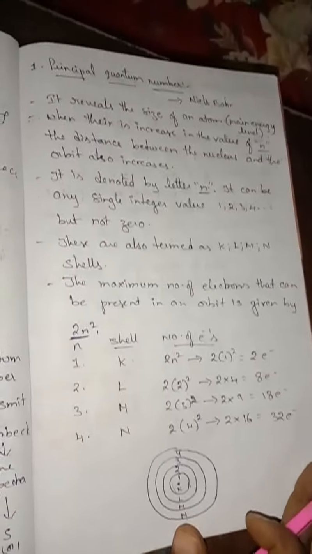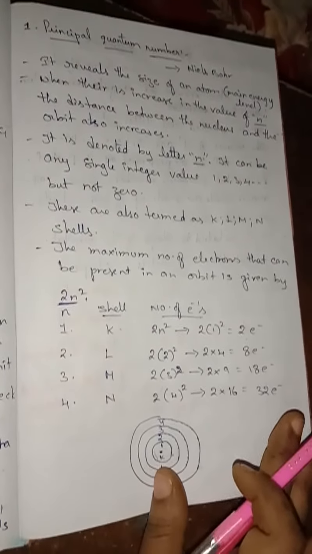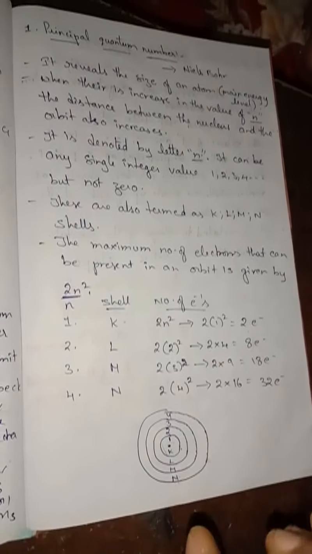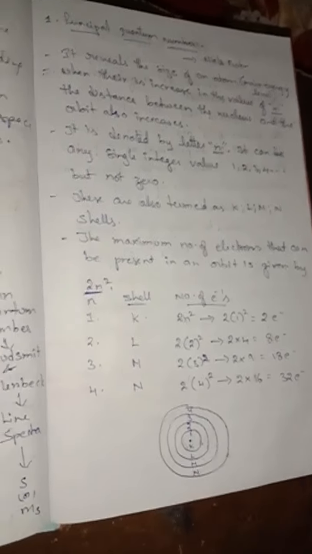So this is how it is useful in learning how many electrons can be accommodated in each orbit and its subshells. Okay, thank you, children.